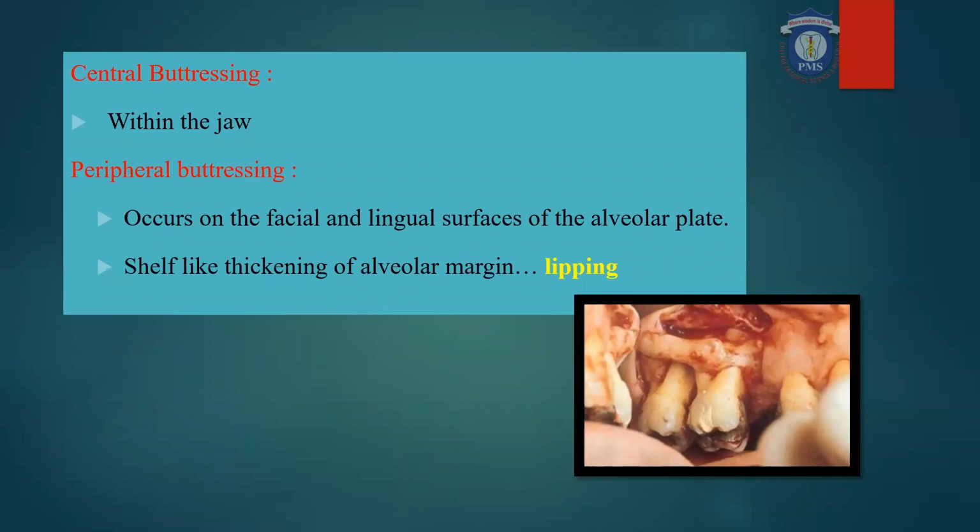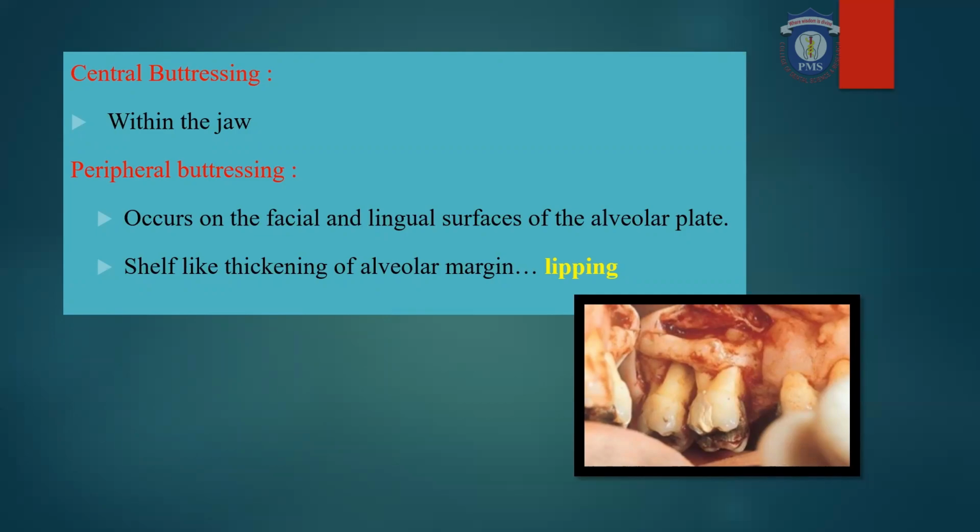Mainly two types of buttressing are seen, central buttressing and peripheral buttressing. Central buttressing occurs within the jaw, that is, bone formation occurs within the jaw, and peripheral buttressing is the bone formation seen on the outer cortical plate, either facial or lingual cortical plate. If the peripheral buttressing occurs on the facial cortical plate, sometimes it appears like a shelf-like thickening of the alveolar margin. That type of shelf-like thickening is termed lipping.